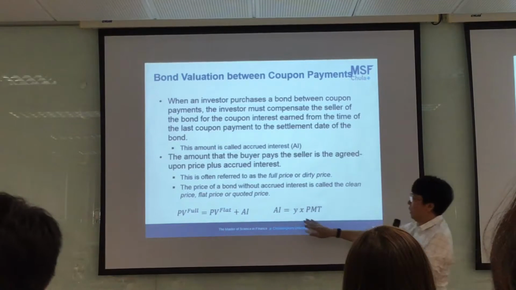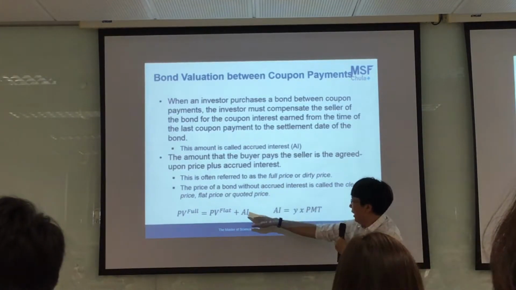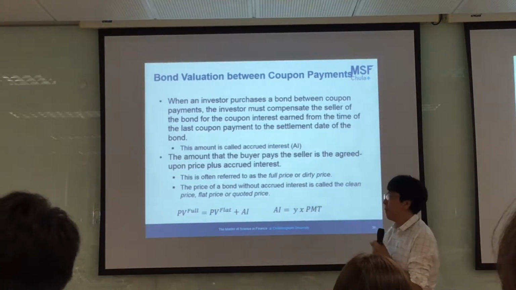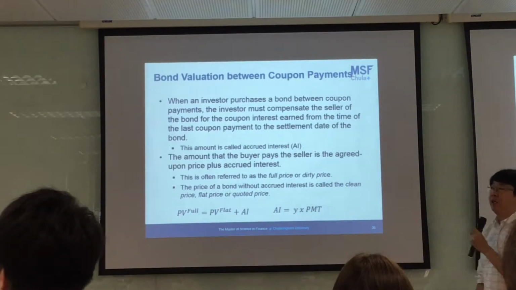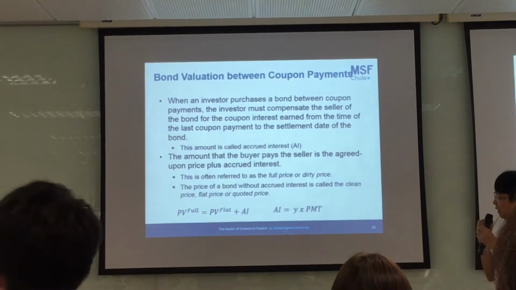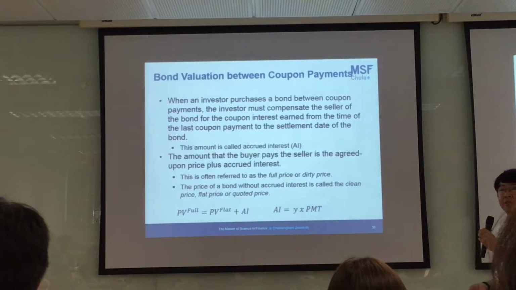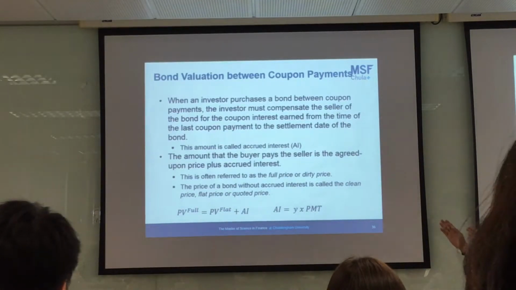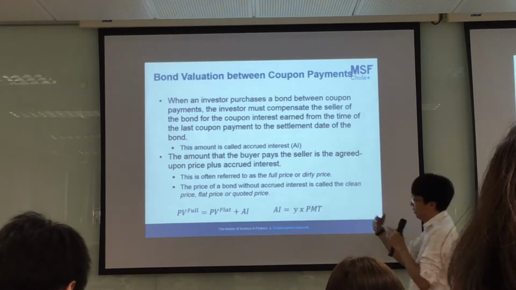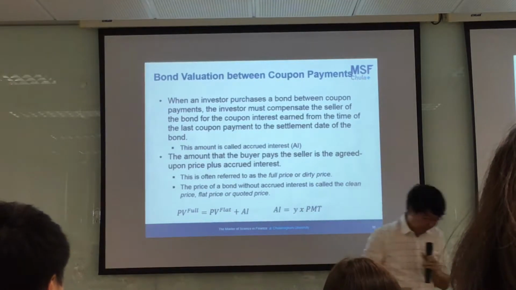Because of this term, even though the market interest rate may be unchanged, the AI increases every day since the last coupon payment. That's why we have to submit the clean price, or the quoted price, or the flat price, to make sure that we submit a price that reflects the market interest rate. And then AI will be added on later.